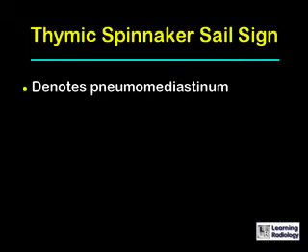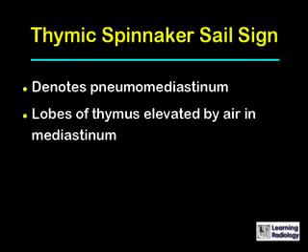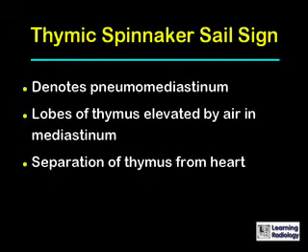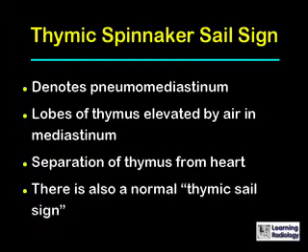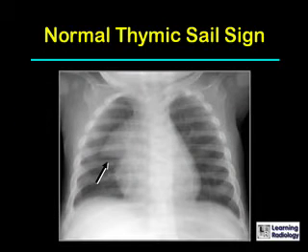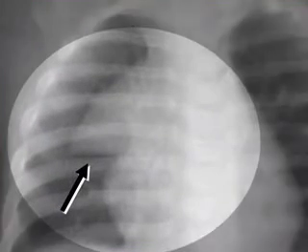The thymic Spinnaker sail sign denotes the presence of a pneumomediastinum. The lobes of the thymus are elevated by air in the mediastinum and are separated from the heart by that air. There is also a normal thymic sail sign, which can be confusing. This is the normal thymic sail sign.